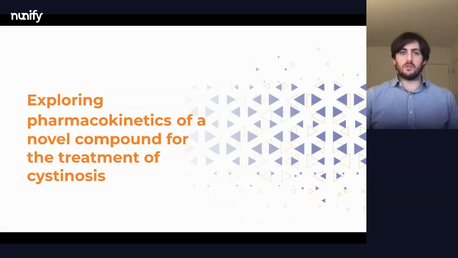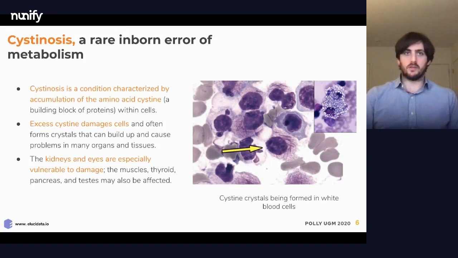So the first is this project exploring the pharmacokinetics of a novel compound for the treatment of cystinosis. A brief background: cystinosis is a rare inborn error of metabolism. It's characterized by the loss of the lysosomal cystine transporter, and when you lose this, cystine accumulates in the lysosome and causes cell death. Some of the common organ sites are kidneys and eyes, and since it's an inborn error, it has to be treated.